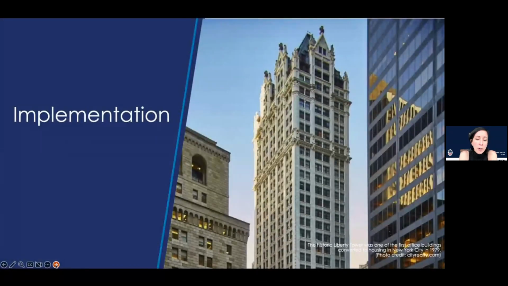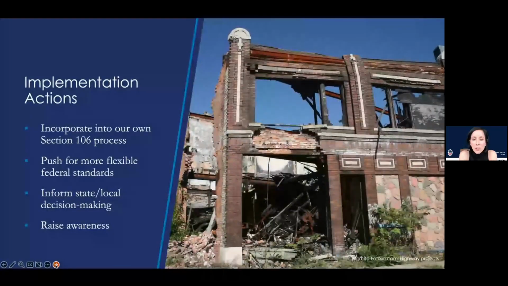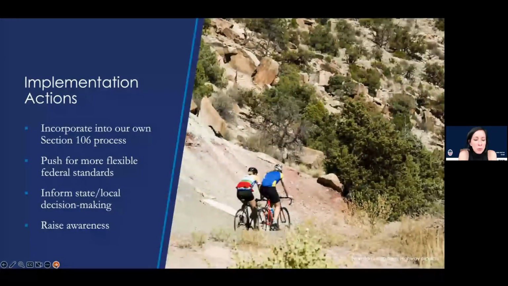So with that background as to what is included in our policy statement, you might be asking, okay, well, how if you put out these statements, do you go about implementing them? And I'll just talk briefly about 4 things. So one is incorporating those statements into our 106 process. We are pushing for more flexible federal historic preservation standards. We are trying to inform state and local decision making, and through events like this, we're trying to raise awareness about just the existence of the policy statement.